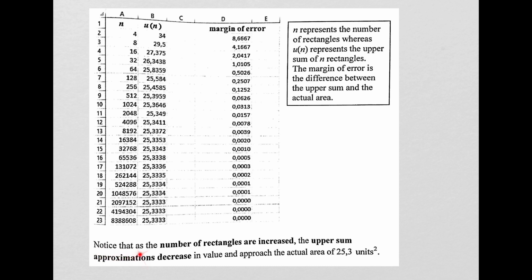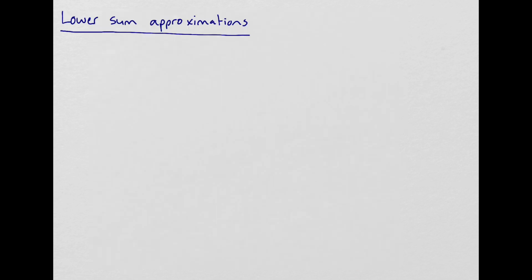Okay, right, so the important conclusion here is, notice that as the number of rectangles is increased, the upper sum approximations decrease in value. That's what was happening here, and approach the actual area of 25,3 units squared. Okay, so that last example was an upper sum approximation, both of those examples, because in each case that little extra bit of area that we didn't want was above the curve.